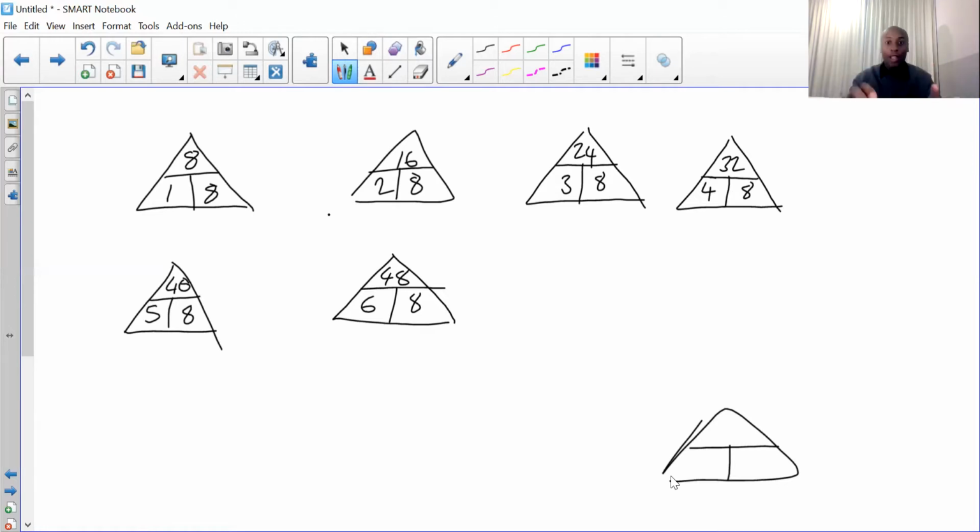I'd rather them go for the answer and find it than to count up in 8s until they find it. Okay, so we do this maybe 10, 15 times. When I find one that they know kind of well, 2 times 8 is 16, I will continue to use that one frequently within the mix of ones I don't know.